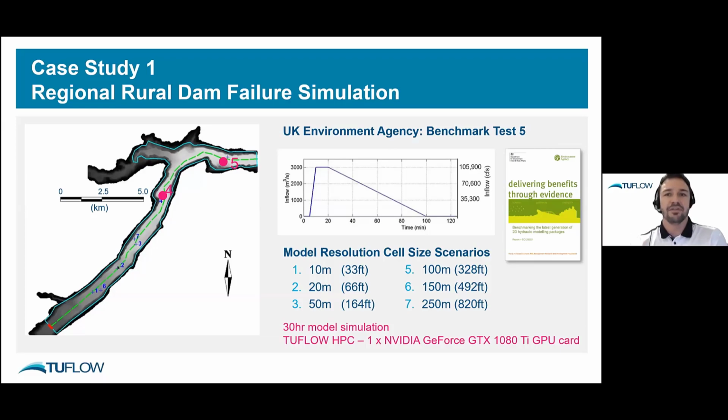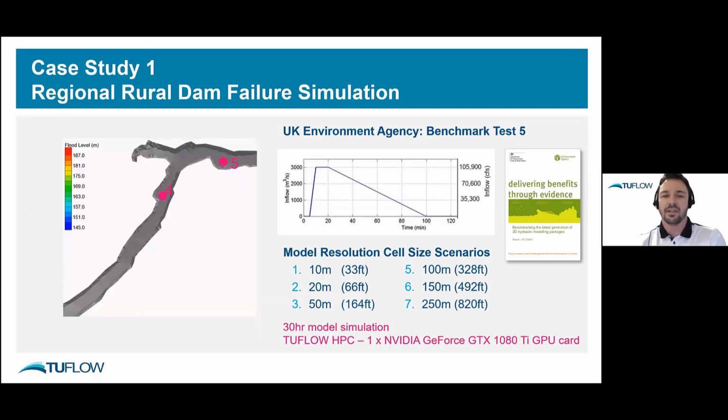This modeling was done with TUFLOW HPC, and the GPU card I used there is listed. It was the GTX 180 Ti, one of the fastest cards, although it's just recently been pipped by some new architecture by NVIDIA. This here is just an animation showing what we're modeling. So the water flows from left to right down through the river valley and ponds down towards the bottom there. So once again, that's over a 30-hour duration.